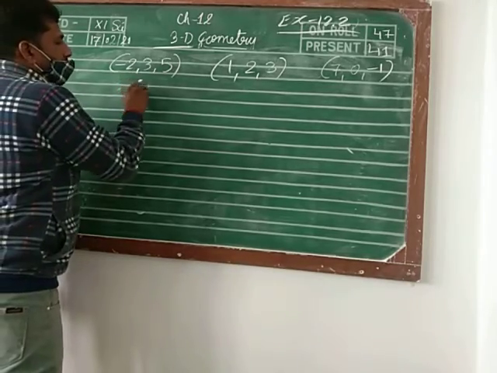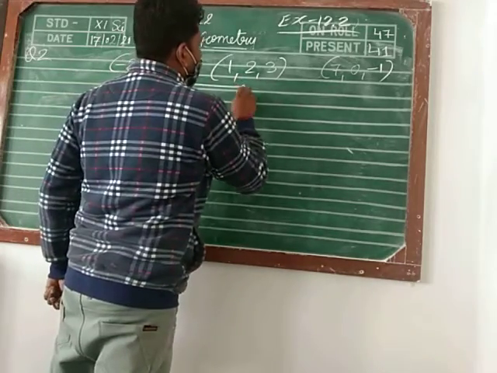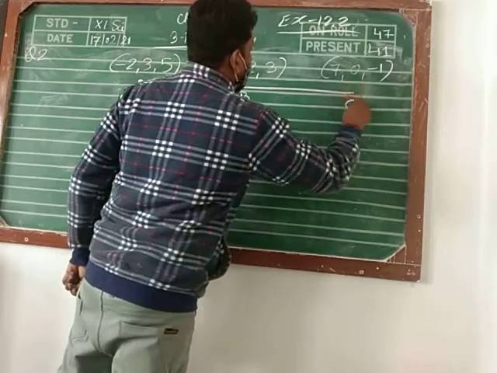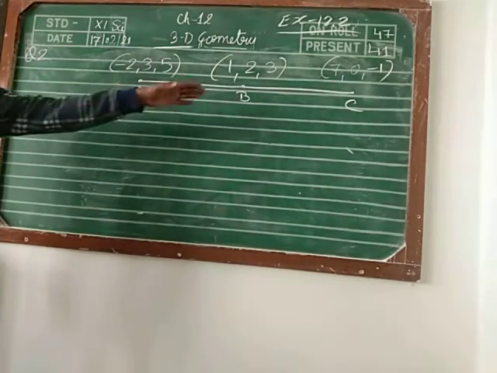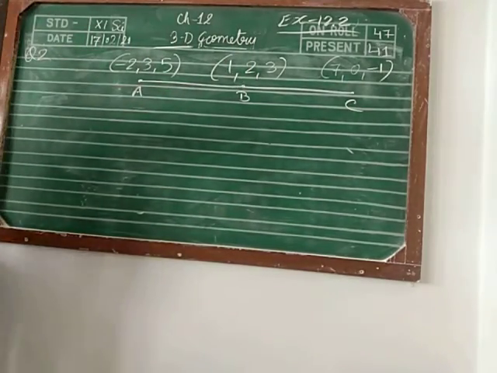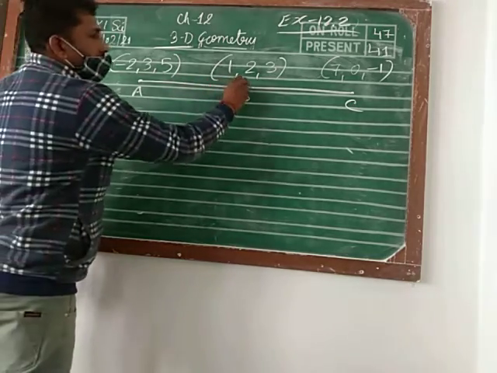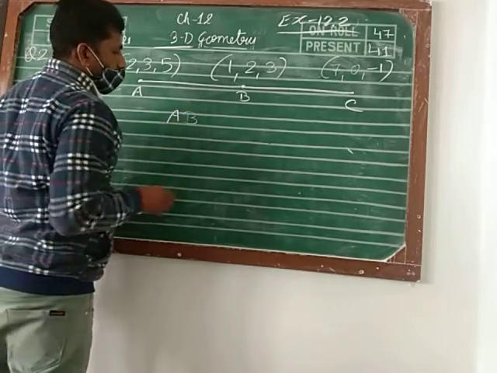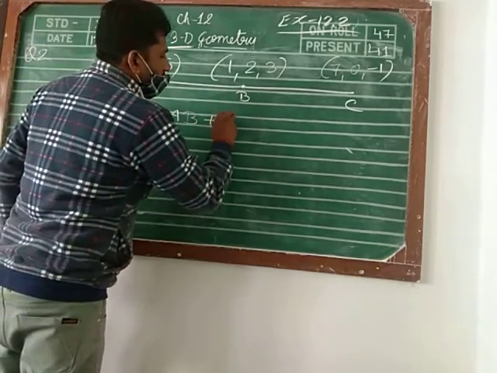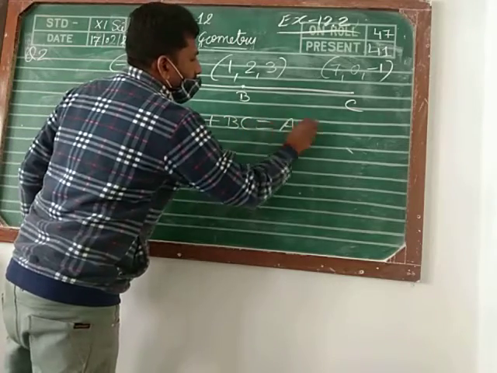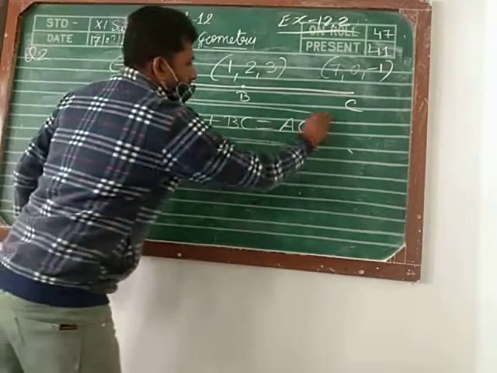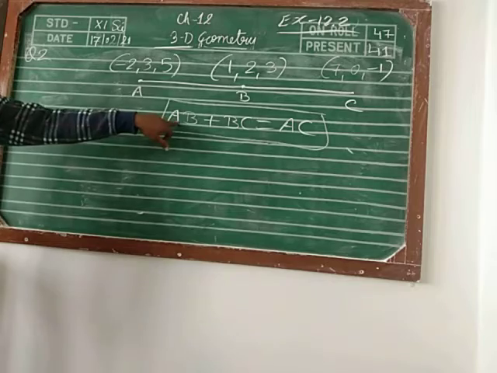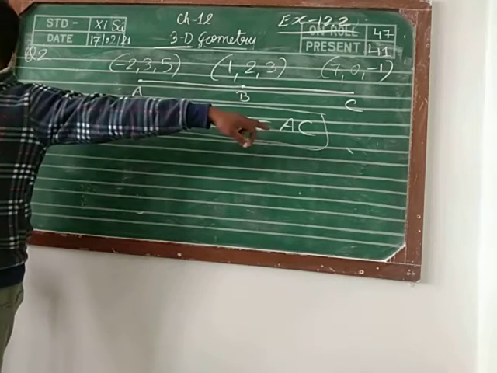I am considering these points as A, B, and C. We have to show these three points lie on the same line. By the concept of class 10, using the distance formula, we have to show AB plus BC is equal to AC. By the distance formula, we are able to get the values of AB, BC and AC.